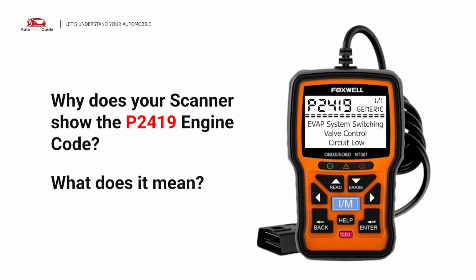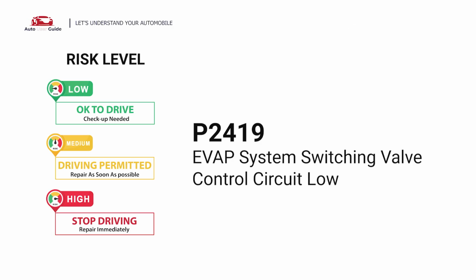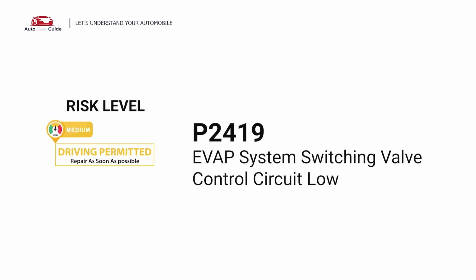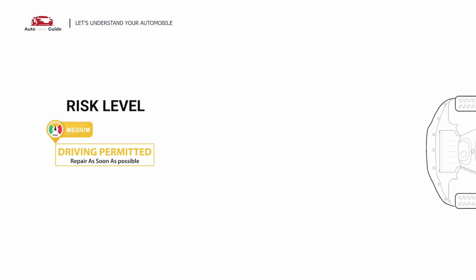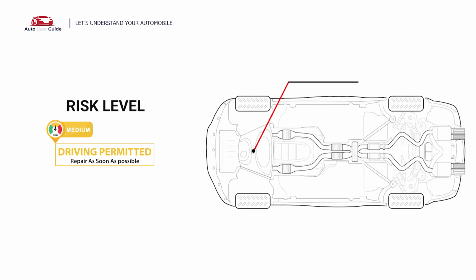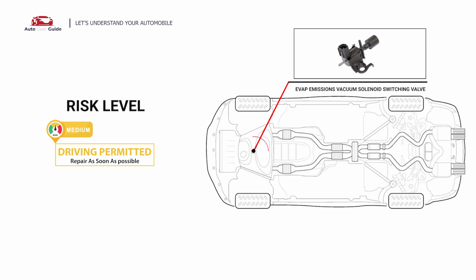Why does your scanner show the P2419 engine code? What does it mean? P2419 is a diagnostic trouble code for EVAP system switching valve control circuit low. This engine code indicates that the PCM or ECM has detected an issue with the leak detection pump (LDP) not activating properly, which is part of the EVAP system. Under this circumstance, short-distance driving is permitted, but your vehicle should be repaired as soon as possible.